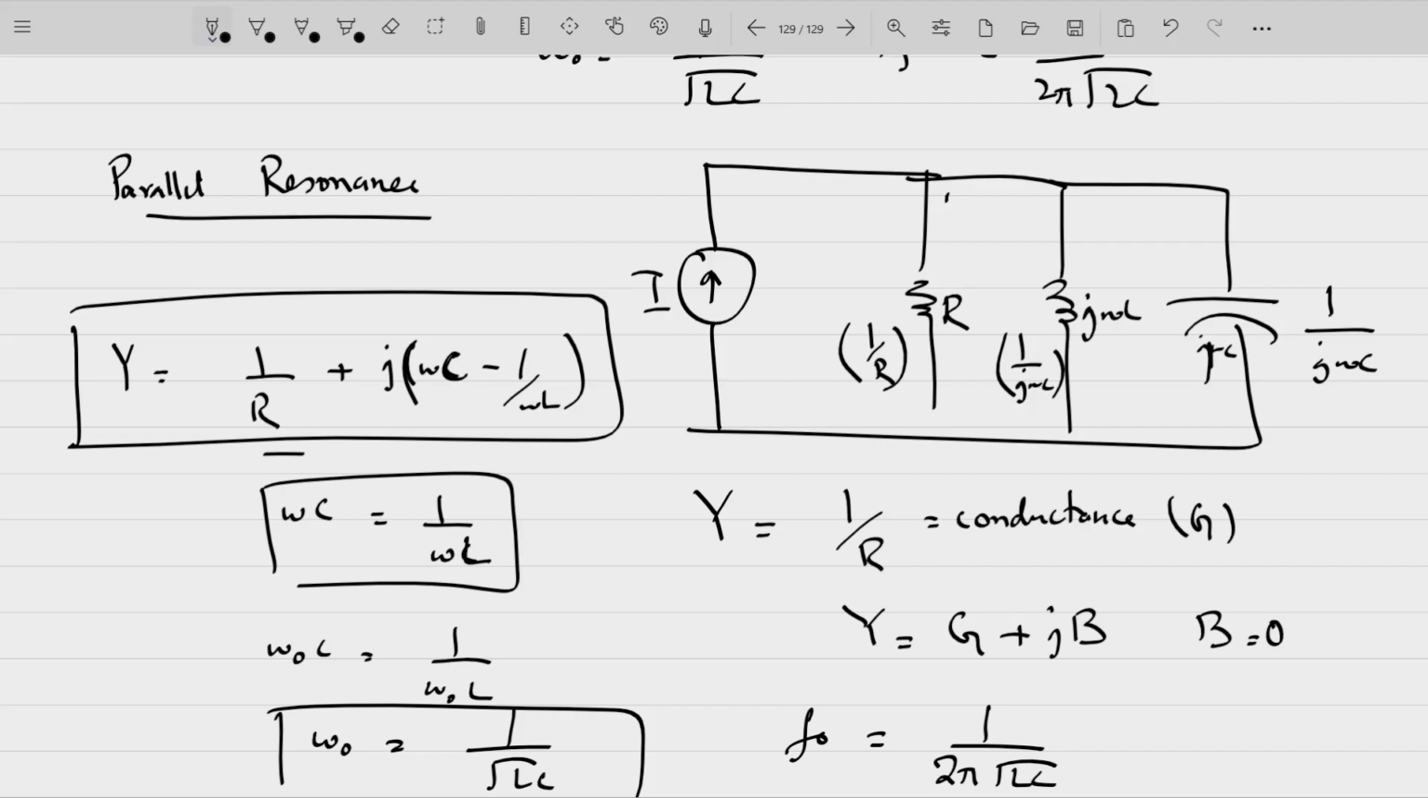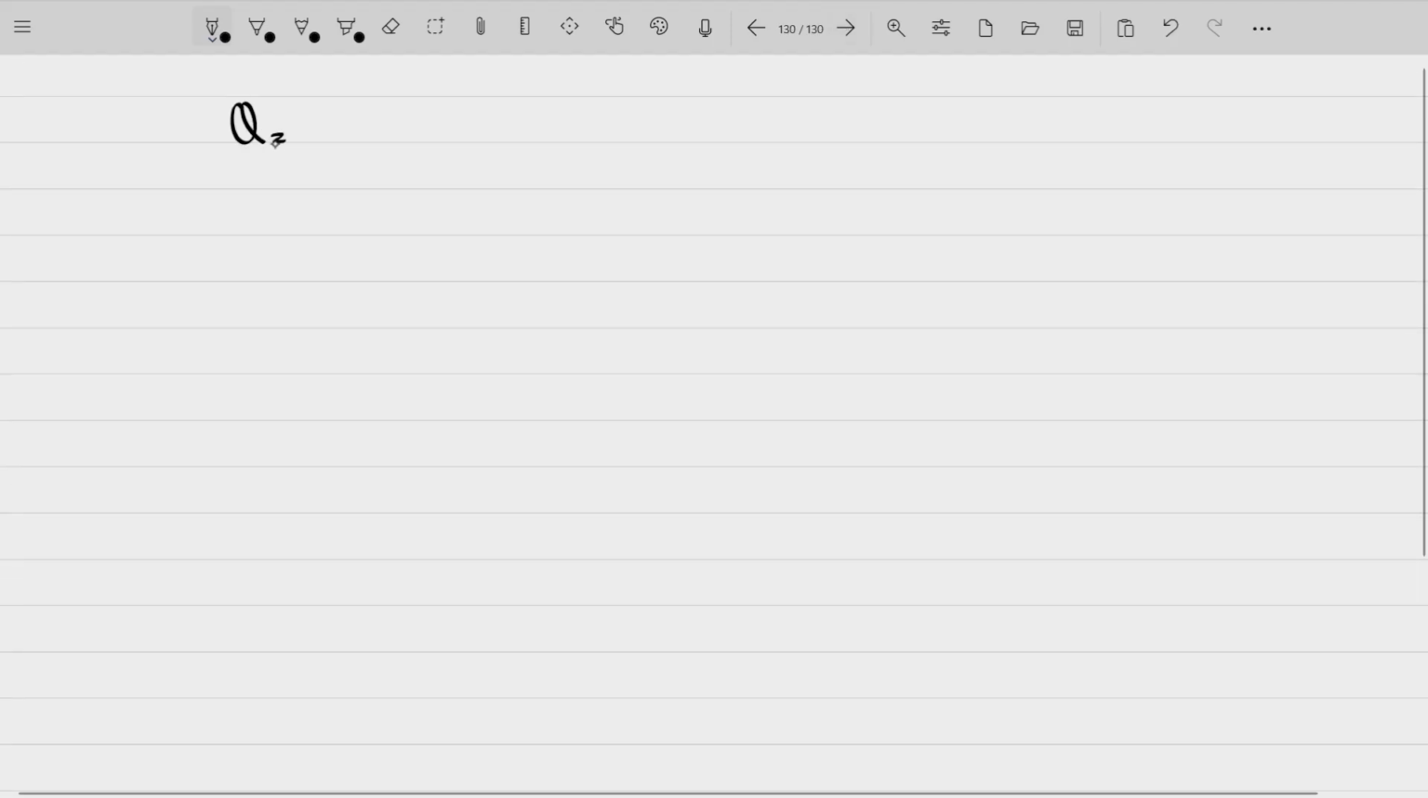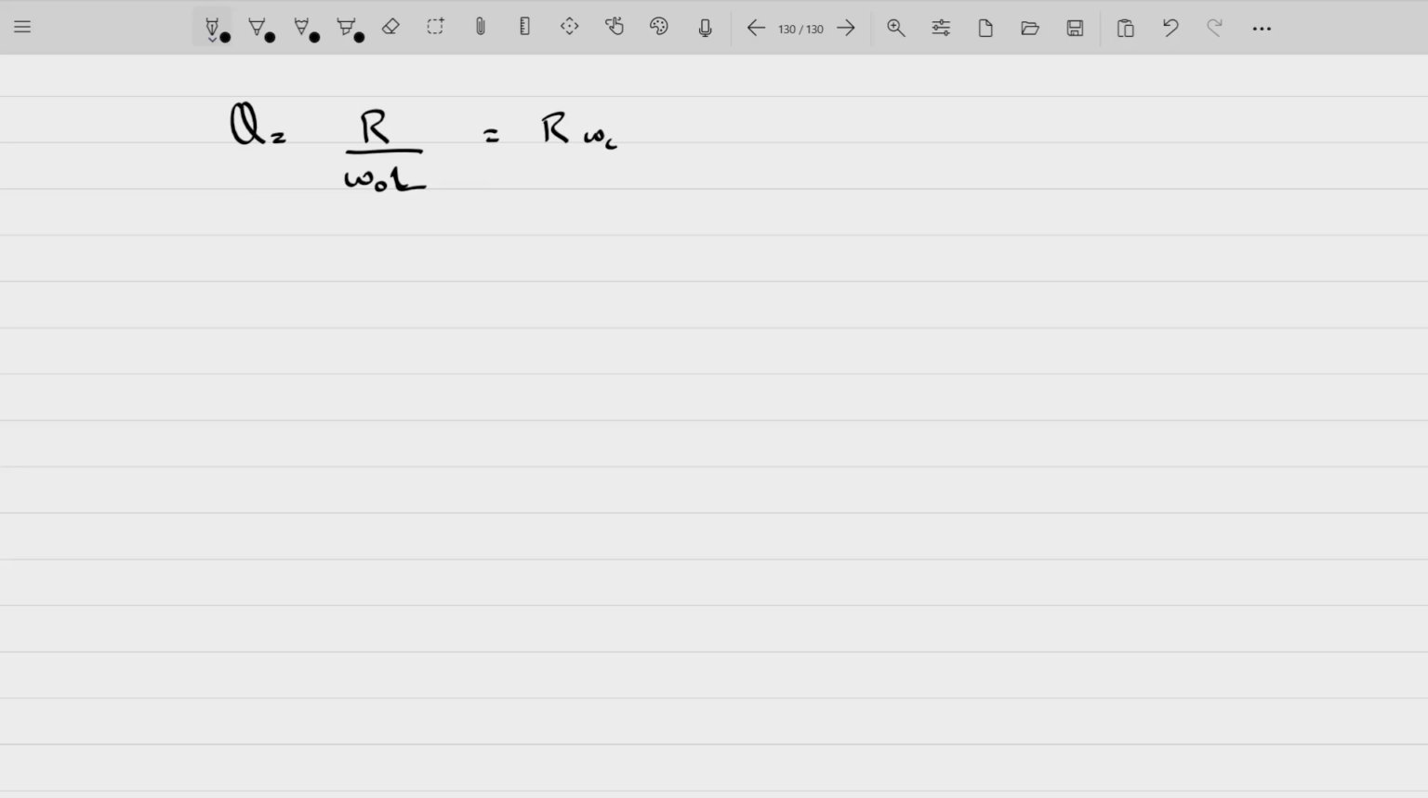And quality factor की जहाँ तक बात है, quality factor in that case was equal to omega naught L by R. यहाँ पे उसका उल्टा होगा, R divided by omega naught L. Or we said that quality factor for a series RLC circuit was equal to 1 by omega naught RC. So it will be simply here equal to R omega naught C.